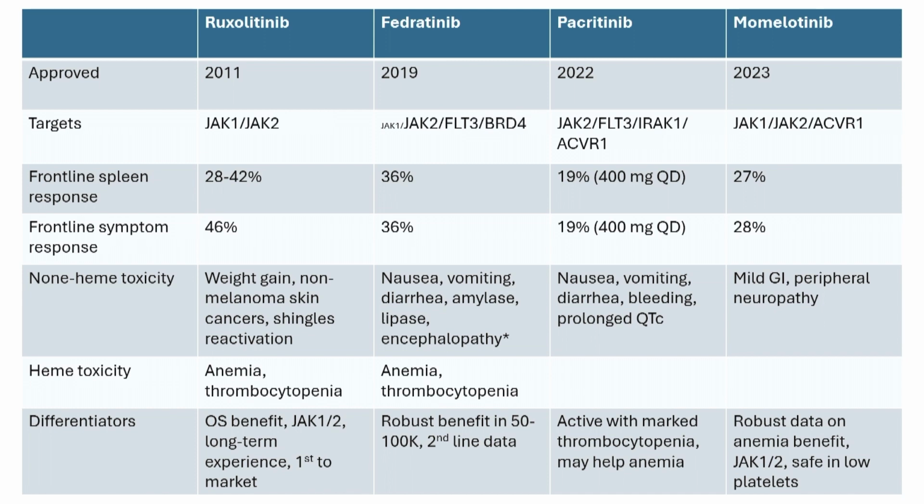From a target standpoint, all these different JAK inhibitors inhibit JAK2, but then they have some other targets, right? We have JAK1 inhibition with ruxolitinib and momelotinib. Pacritinib is very preferential towards JAK2, doesn't really hit JAK1. Fedratinib hits a little bit of JAK1, but not that much.